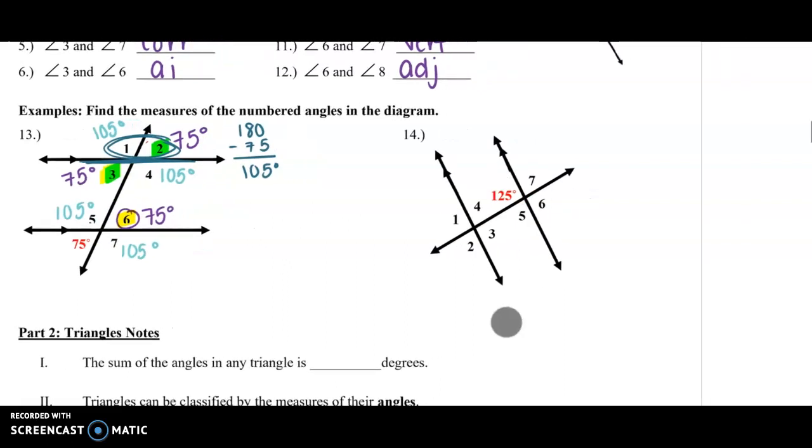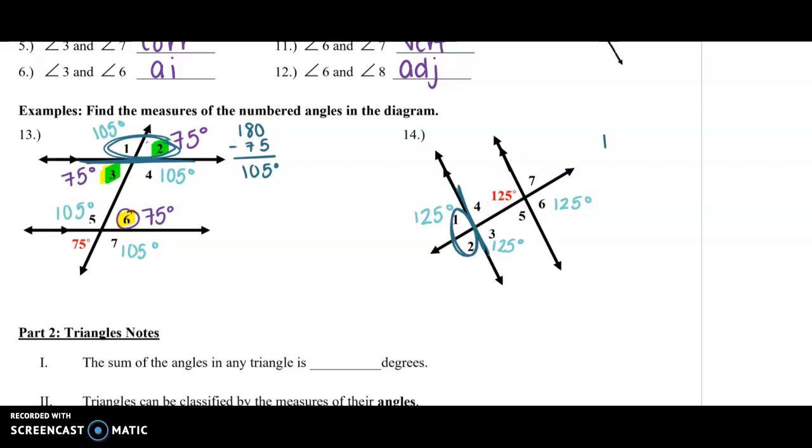Okay? So then let's look over here at number 14. So for number 14, we first know that 125 and 6 are vertical angles. That means 6 has to be 125 degrees. 125 and 3 are alternate interior angles. They have to be congruent. So 3 is 125 degrees. 3 and 1 are vertical angles. So then I know that those are going to be congruent. So that's 125 degrees.